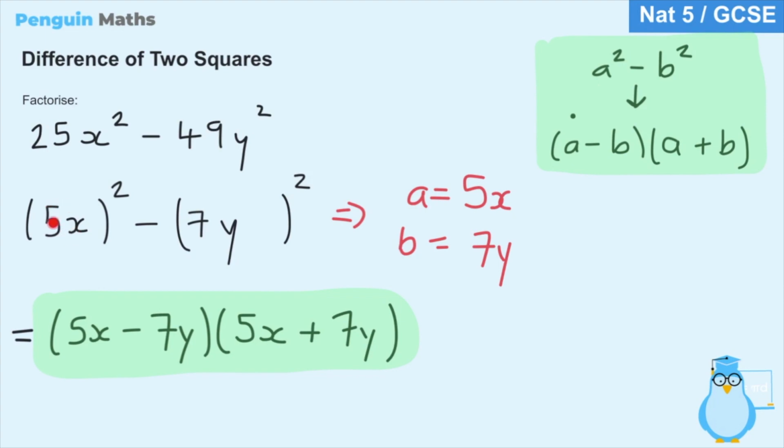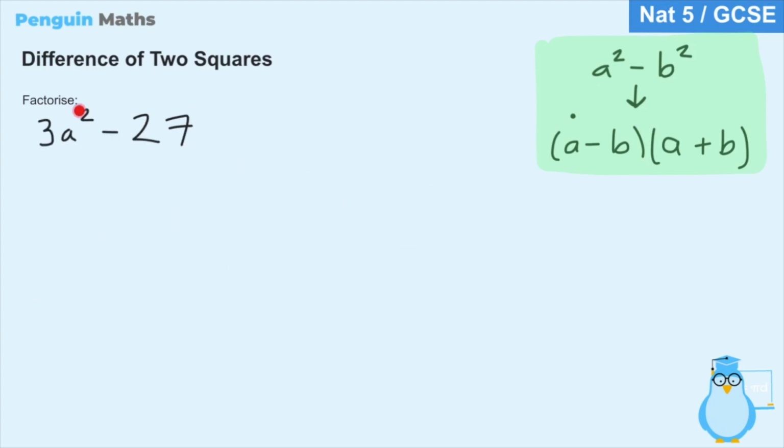So again, we know that 5x multiplied by 5x gave us 25x squared, and then 7y multiplied by 7y gave us 49y squared. Okay, we're going to have a look at one final example here. So we're asked to factorise the expression 3a squared minus 27. Now straight away, looking at these two terms, we can see that 3 isn't a square number and 27 also isn't a square number, because there isn't a whole number multiplied by itself that gives us these answers.